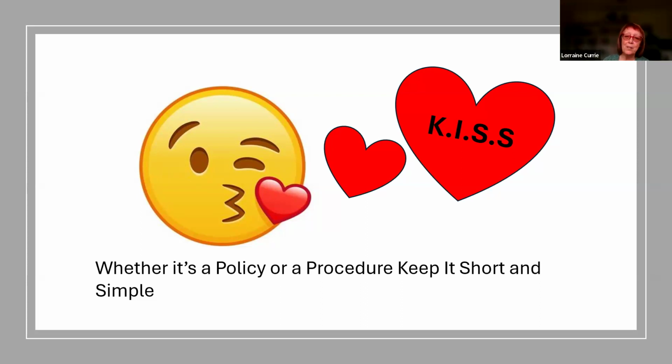So whether it is a policy or a procedure, if you can keep it simple, it's going to be better for you, it's going to be better for your staff, and it's going to be better for the people that you support, because everyone will understand what you're writing about or what you're talking about.